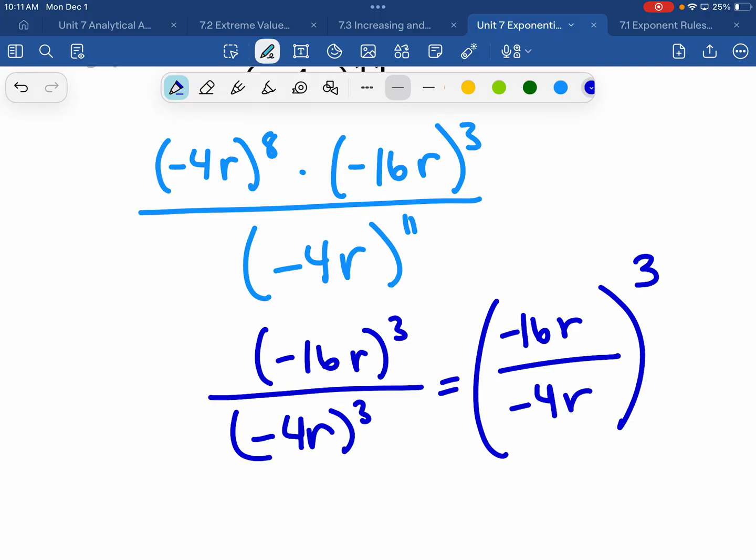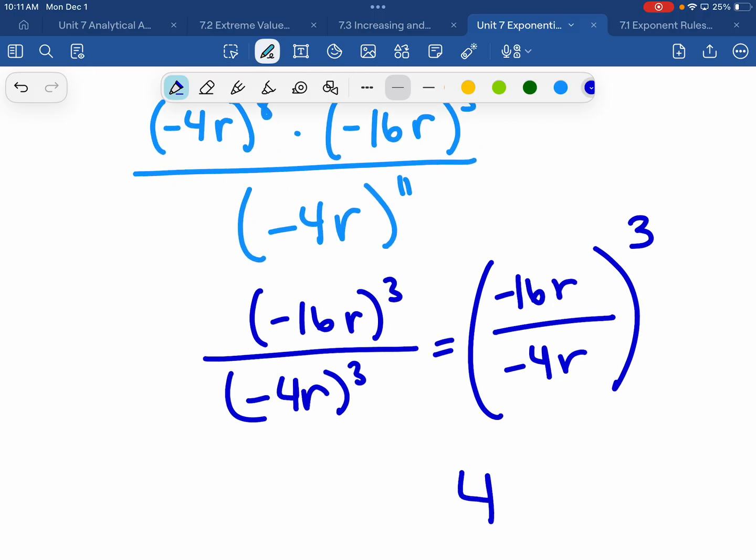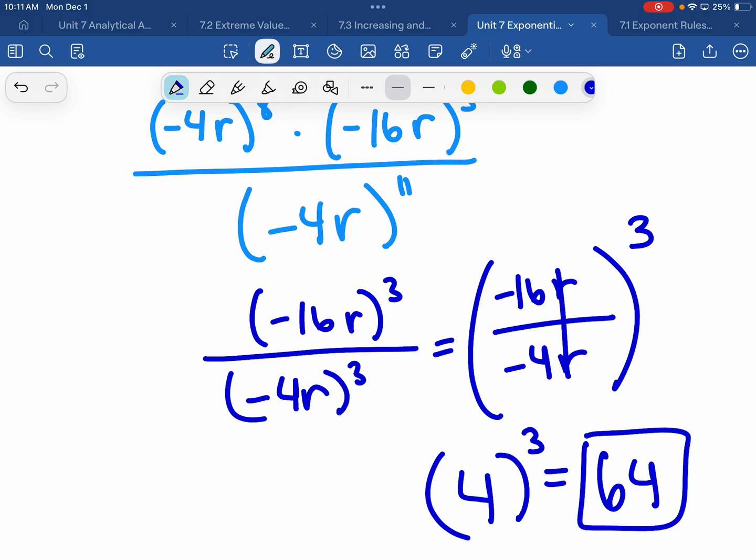Because now, simplifying here, the inside is way easier. What's -16 divided by -4? 4. And what happens with the R's? They cancel. And then what's 4 to the 3rd power? 64. So all of that simplifies down to 64. That one was kind of a hard one.